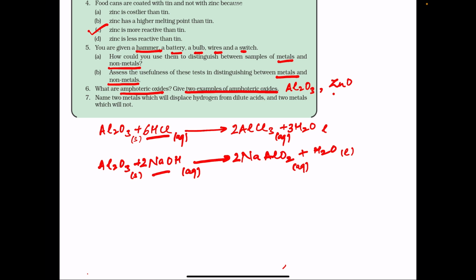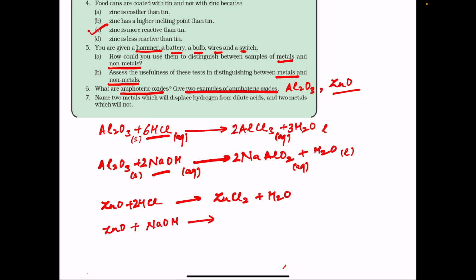Another example of such oxide is zinc oxide. Now the reaction of zinc oxide with acid: it reacts with acid to give salt and water, and zinc oxide also reacts with base like NaOH to give salt, which is known as sodium zincate, having the formula Na2ZnO2, plus water.